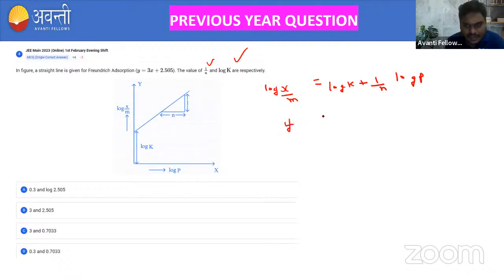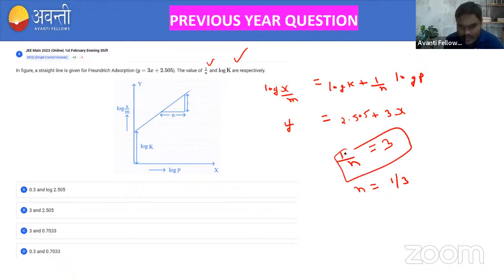That is y is equal to 3x and this is 2.505. So we compare 1 by n is equal to 3. ठीक है? Compare करो. So what is n? n is equal to 1 by 3. ठीक है? So 1 by n कितना आ गया? 1 by n तो 3 आ रहा है ना?